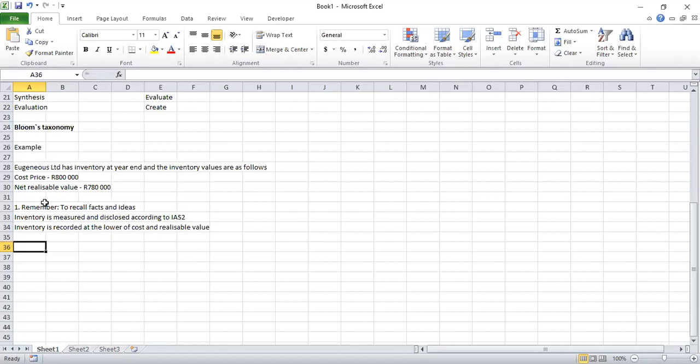You also have to know the methods to use to value your inventory. I can use first in, first out. I can use the weighted average method. The standards do not allow me to use last in, first out. Or you are just remembering what is provided by IAS 2. Then number 2, we have to understand.